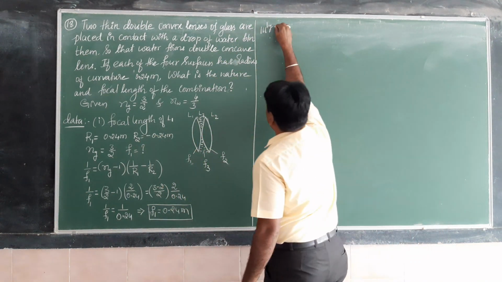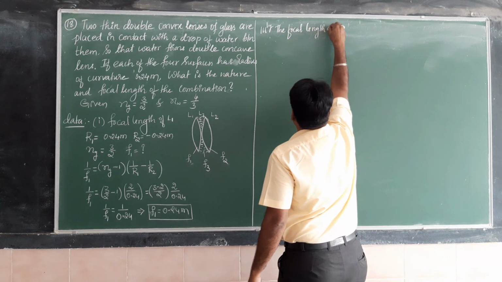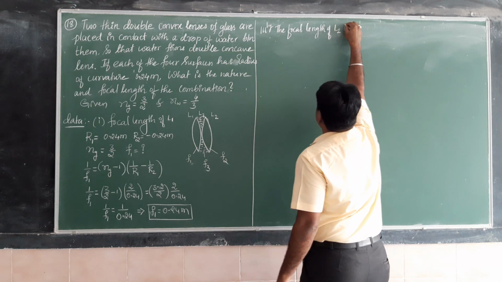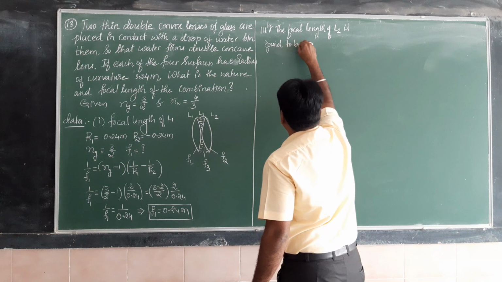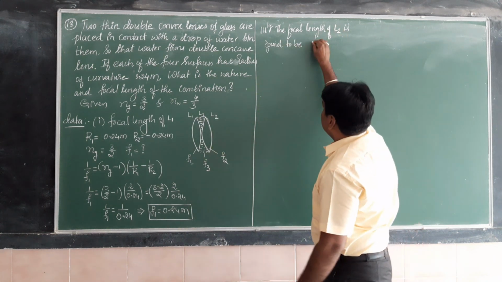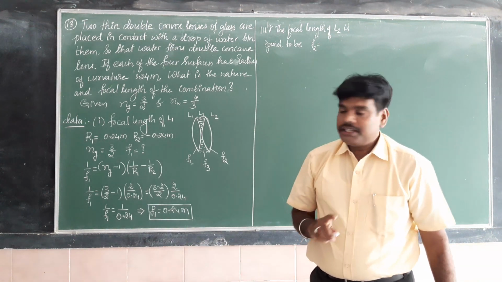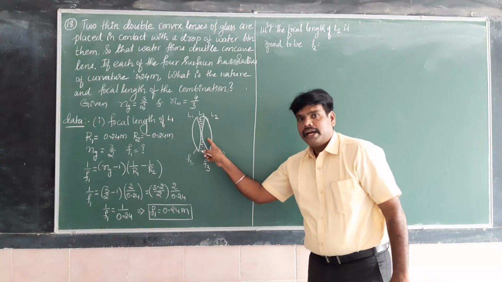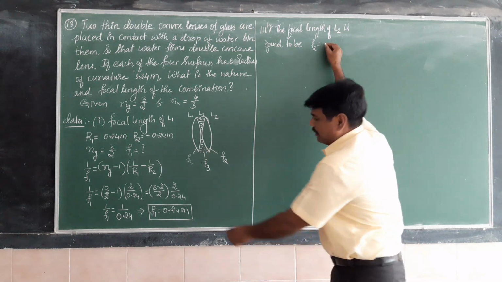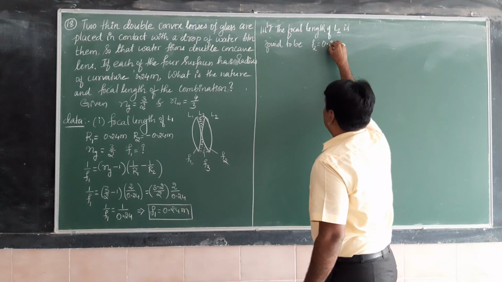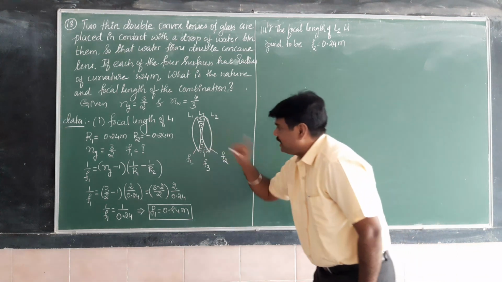Similarly, the focal length of L2 is found to be, so what is the value of F2? It is also the same thing. I told the reason: because the radius of curvature of the second lens and the material are also the same, that's why the focal length is also the same. We are getting the same value, 0.24 meter only. So this is the focal length of the second lens.